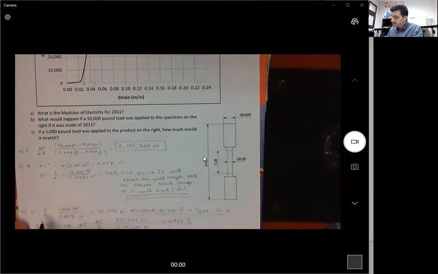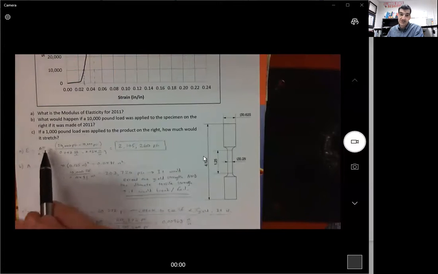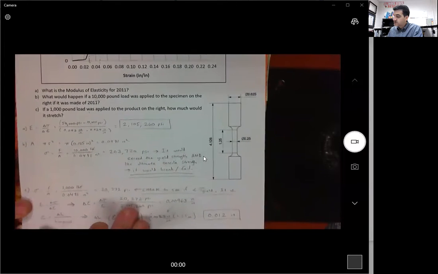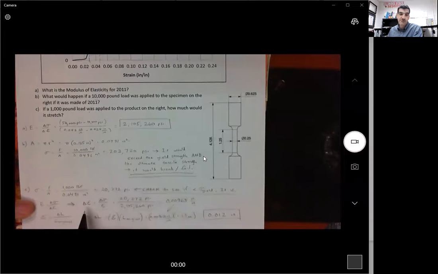Now that we know the stress and we already know the elastic modulus from part A, we can use our elastic modulus equation and rearrange it to find the strain. And we find that the strain is equal to the stress divided by the elastic modulus. So that's 20,372 PSI from up above here, divided by the elastic modulus from part A. And that gives us a strain value of 0.00968 inches per inch.